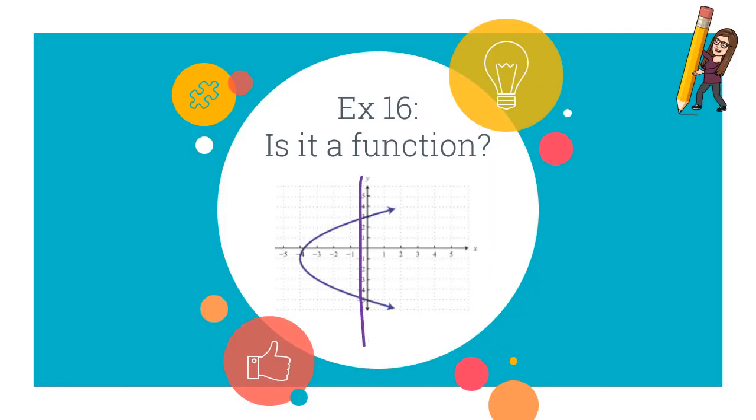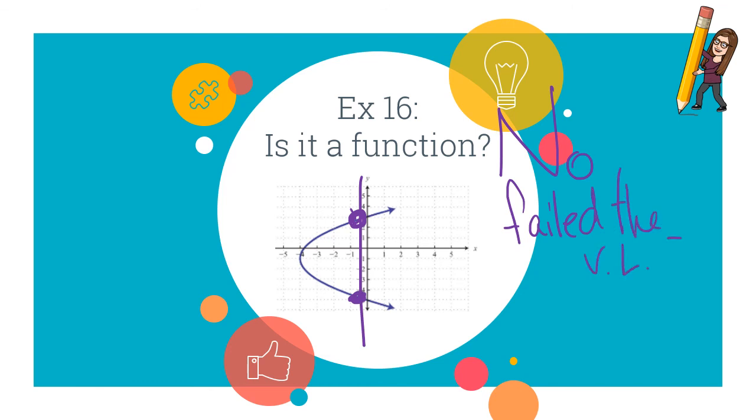Oop. Nope. Big no. Look at that. 2 of the same. It crossed at 2 points, same x values. So is this a function? No. It failed the vertical line test. If you wanted to put no repeating inputs or no repeating x values, I'm okay with that if that's easier for you to remember.